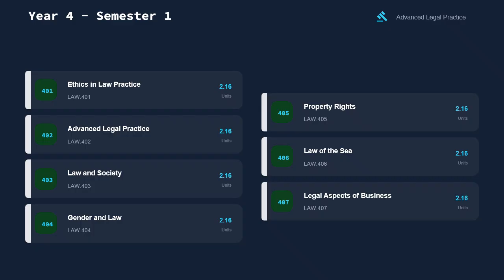Practical application: these outcomes prepare students for real estate, land use, and environmental practice. Mastery ensures effective property advocacy.